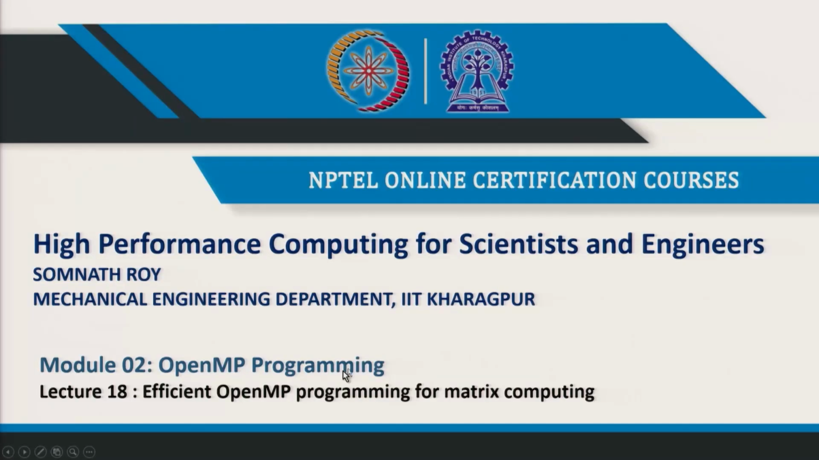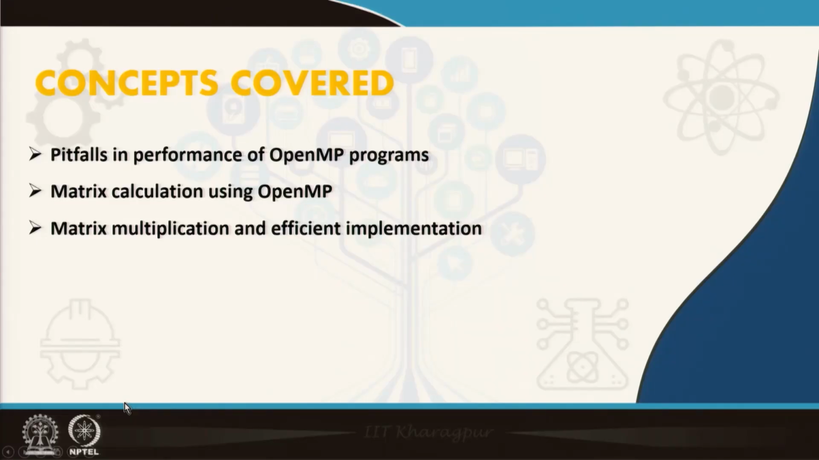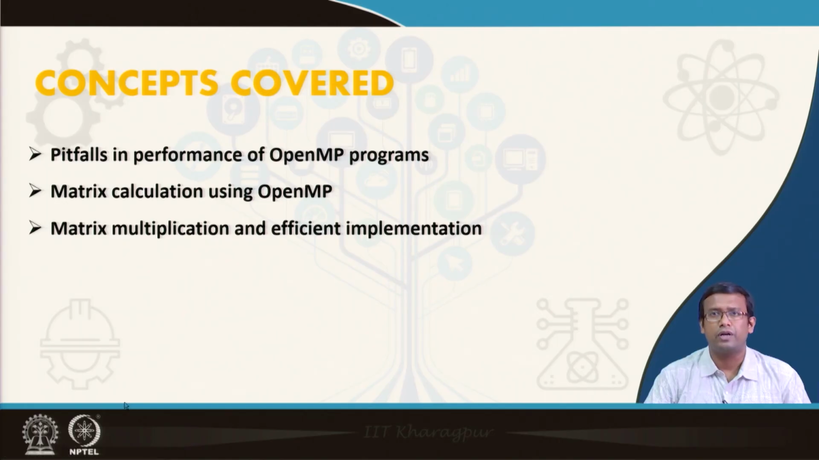So what we'll discuss in this class is one important issue: pitfalls in the performance of OpenMP programs, because when we write OpenMP programs, the main goal behind that is we want fast computing. We want efficient solution. If there are certain issues for which performance of the program can degrade, we need to be aware of that so that our program efficiency increases. And then we will see how we can do matrix calculations.